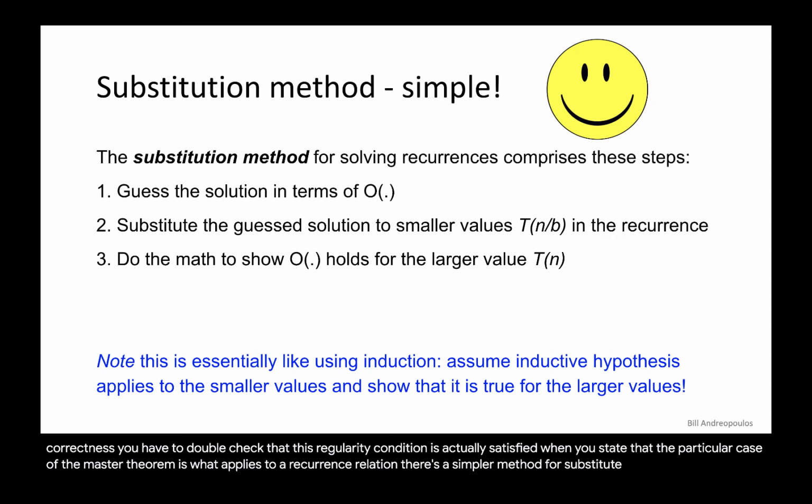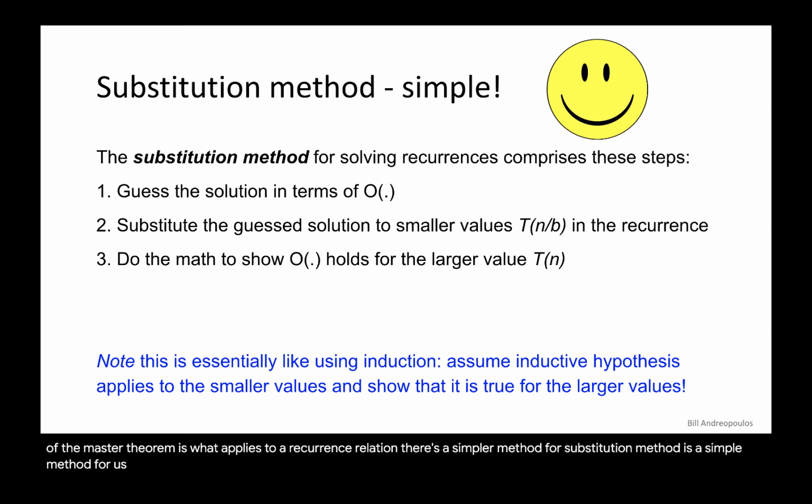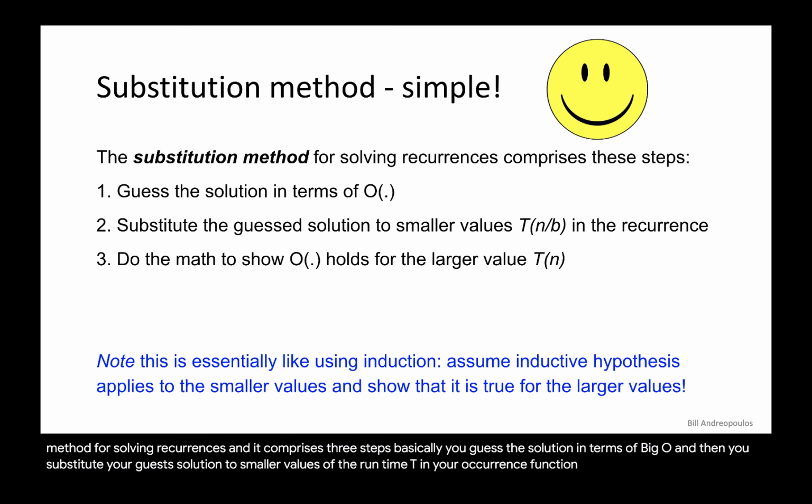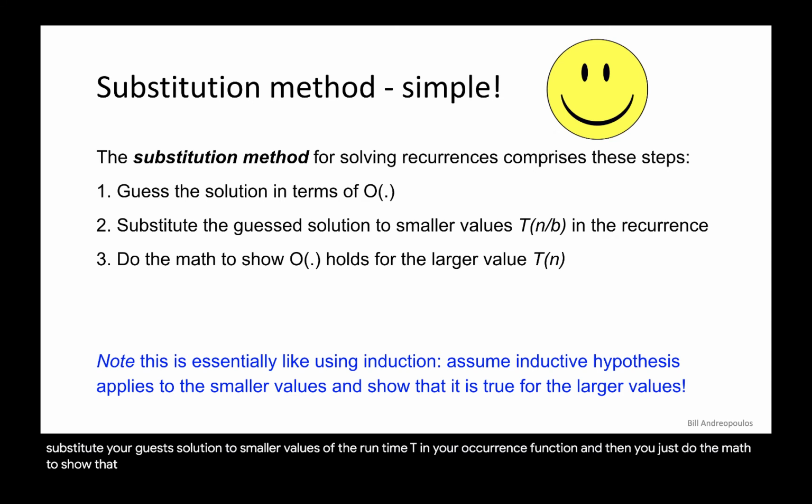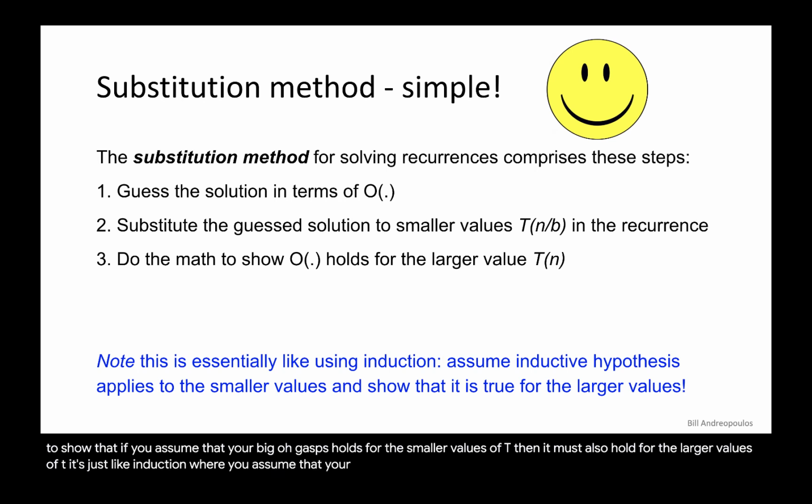The substitution method is a simple method for solving recurrences, and it comprises 3 steps. Basically, you guess the solution in terms of big O, and then you substitute your guess solution for smaller values of the runtime T in your recurrence function, and then you do the math to show that if your big O guess holds for the smaller values of T, then it must also hold for the larger values, like T(n). So this is essentially just like induction, where you assume that your inductive hypothesis applies to the smaller values, and you want to show that it has to be true for the larger values as well.